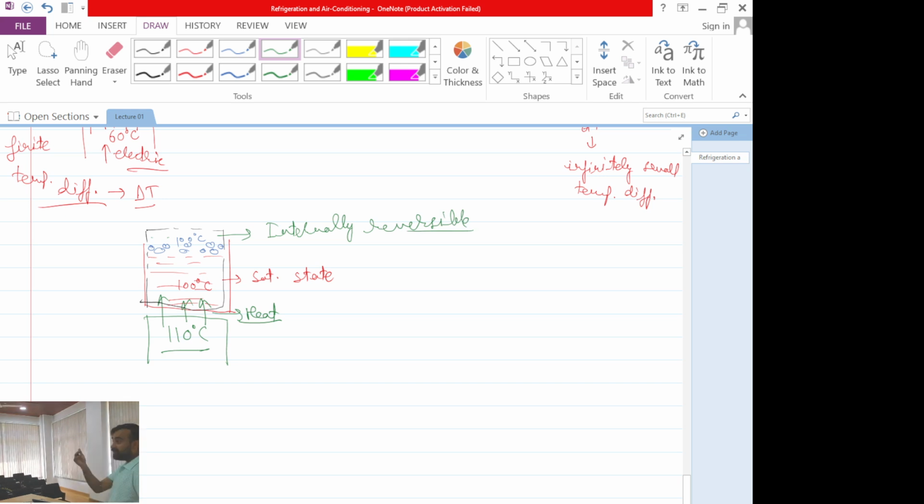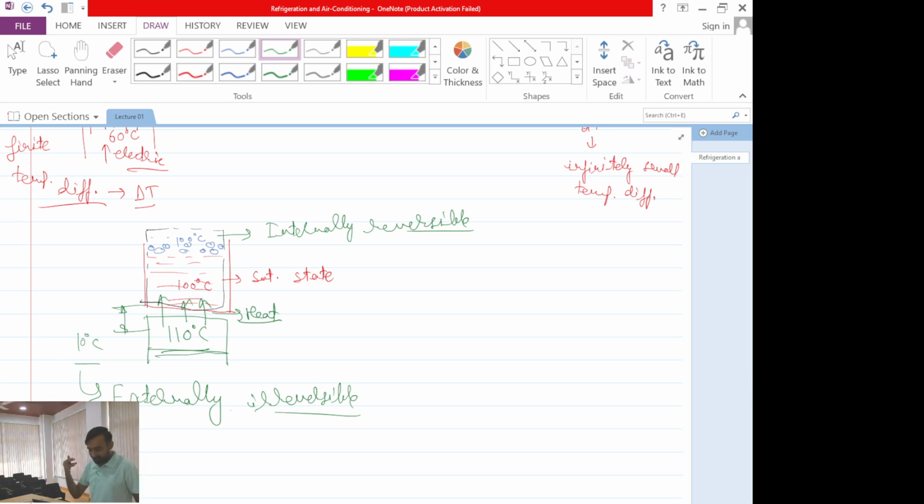But if you see external to the system, of course this heat the system is receiving from some source which is at temperature 110 degrees Celsius. So when you have 110 degrees and 100 degrees Celsius, this temperature difference with the external system is finite. So it means this heat addition process is externally irreversible. This is externally irreversible.